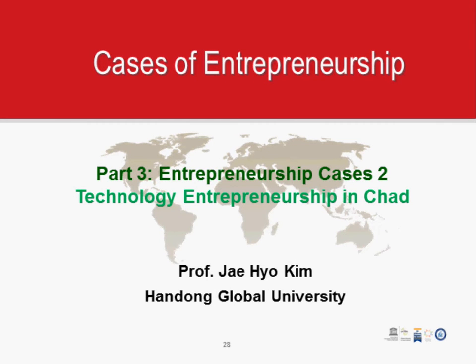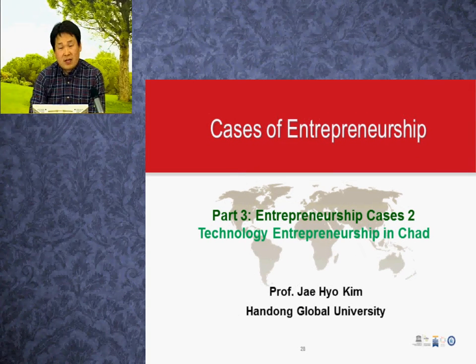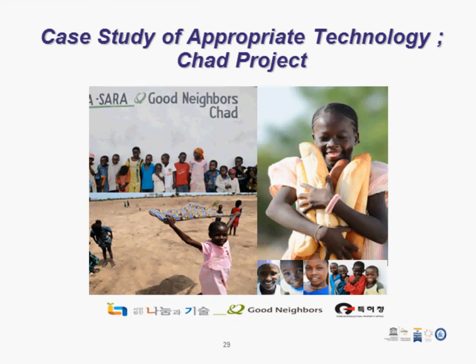Okay, I'd like to talk about some entrepreneurship cases. This time, I'd like to introduce some technology entrepreneurship cases in Chad, in Africa. The examples are of a Korean NGO named Sharing and Technology, 나눔과 기술. They made these attempts. The corresponding country is Chad of Africa.